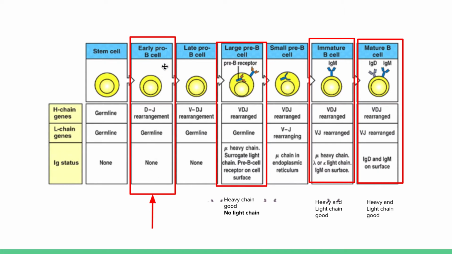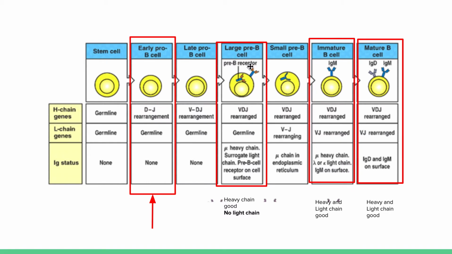The early pro-B cell becomes a late pro-B cell, and now we're starting to see VDJ rearrangement. I like to think the DJ needs to come and start the party, and then the other people are going to join. Okay, so DJ first, and then VDJ rearrangement in the late pro-B cell. Any light chains? Not yet. Any Ig status? None. The late pro-B becomes the large pre-B cell.